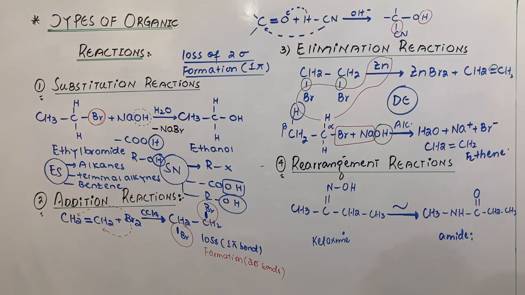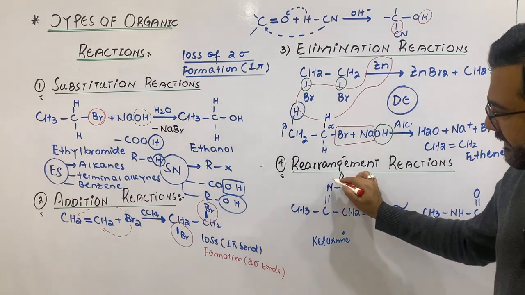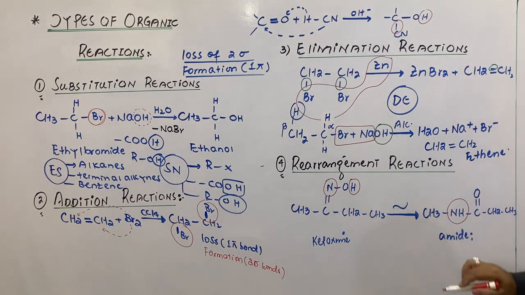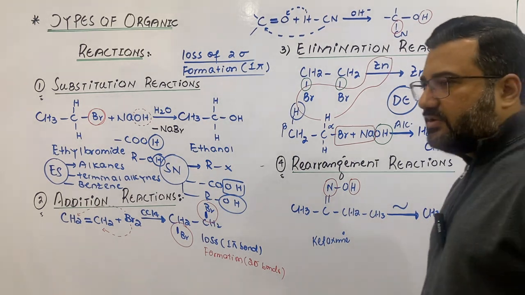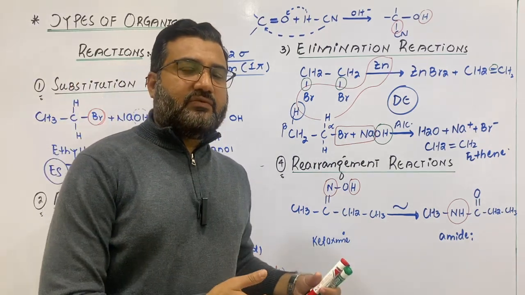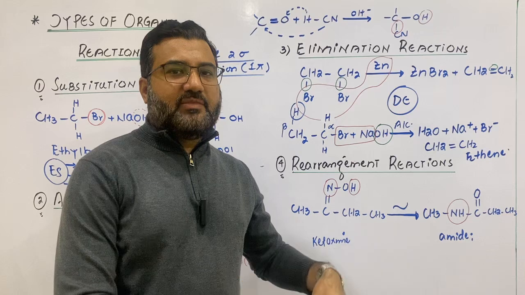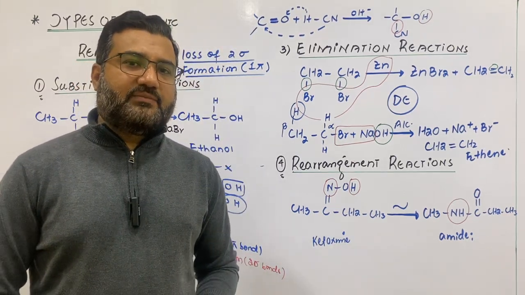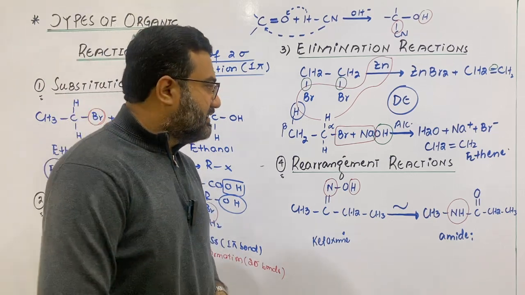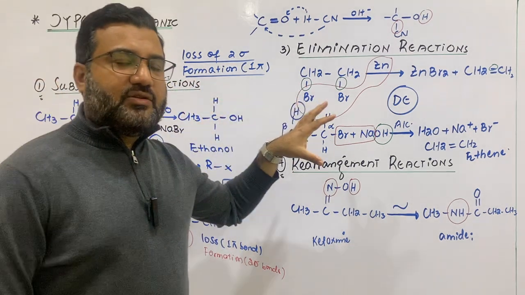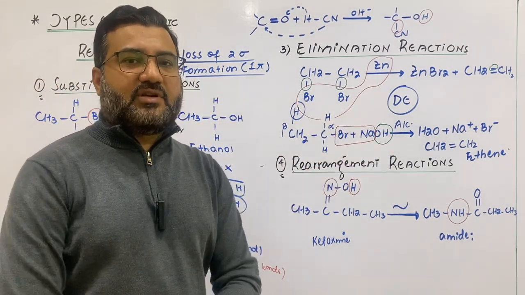And now, my dear students, in this case, you can see that this nitrogen along with this hydrogen, it has rearranged itself and it moves here. And this oxygen forms double bond with the carbon and the ketoxime is changed to the amide. Similarly, the tautomeric reactions in which the keto form is changed to enol form or enol form is changed to keto form and the amino acids are changed to zwitterion, they are all examples of the rearrangement reactions. So my dear students, these are the four major types of the organic reactions that you are going to study in the different chapters of the organic chemistry.